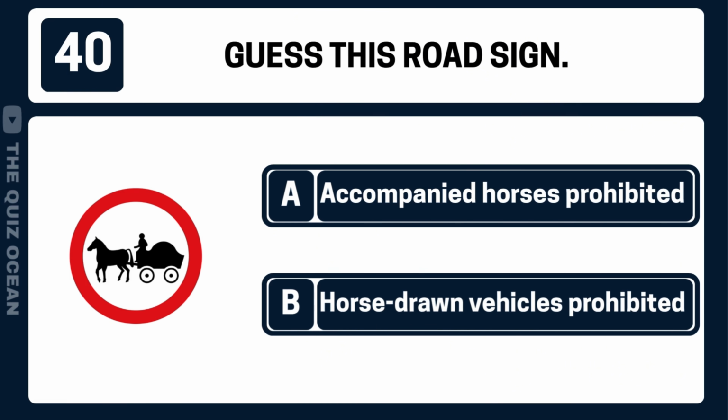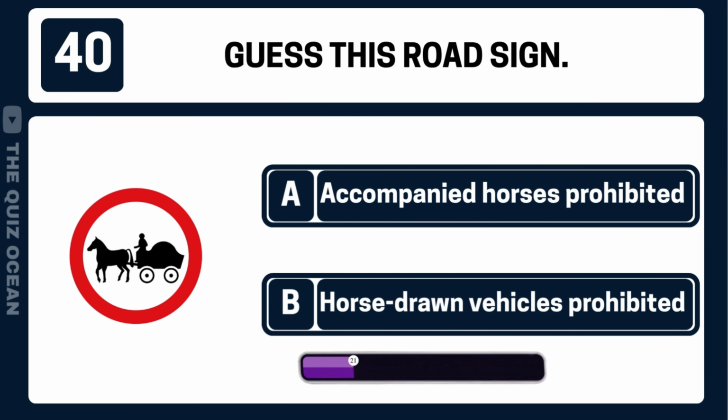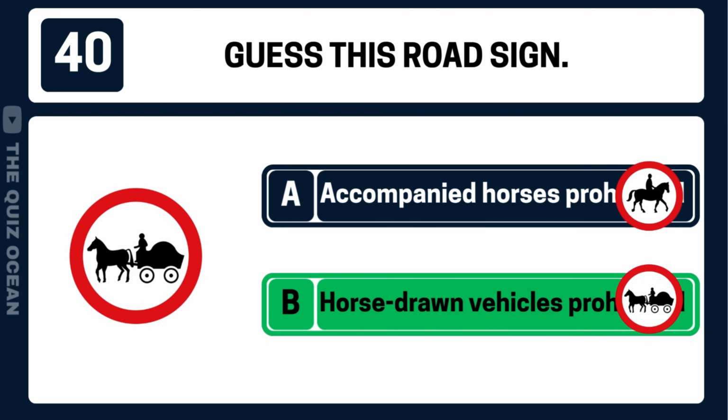Guess this road sign. A. Accompanied horses prohibited. B. Horse-drawn vehicles prohibited. The answer is B. Horse-drawn vehicles prohibited.